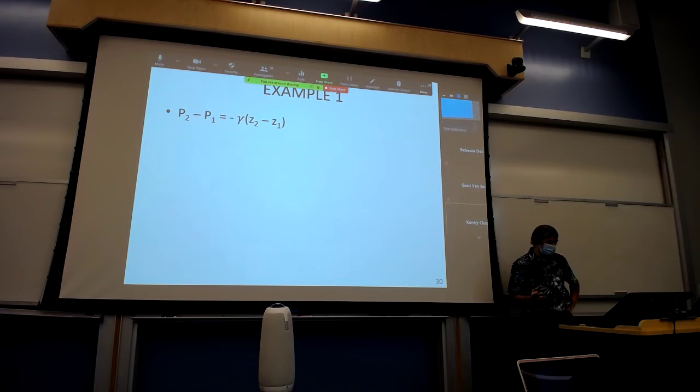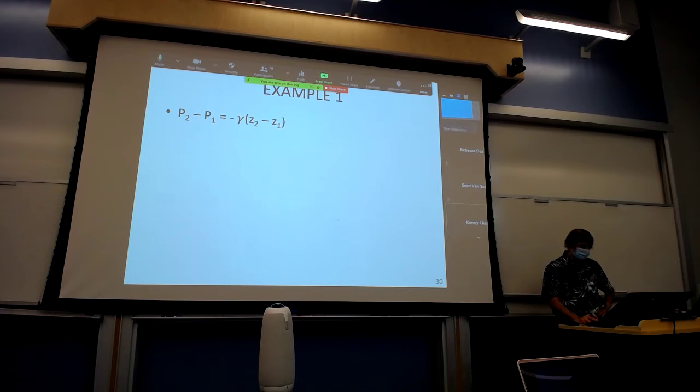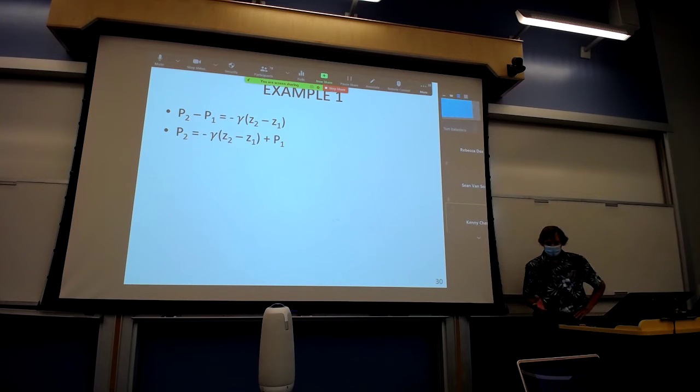So again, we're trying to solve this equation. That's the one I just put on the previous slide. And again, we can rearrange it. So we just brought P1 over to the other side. We're interested in calculating P2.